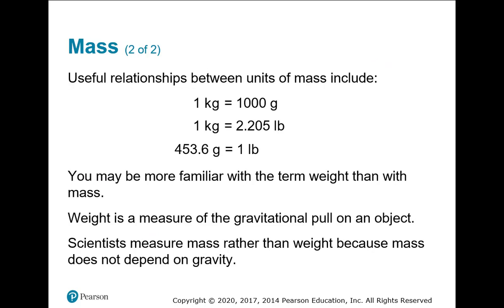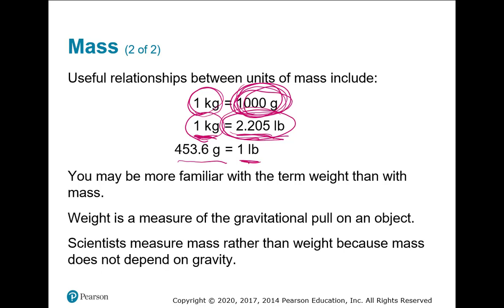Here are some useful relationships between units of mass. 1,000 grams are in 1 kilogram. 1 kilogram is also equal to 2.205 pounds. So this is our relationship from metric to English. This is a metric and a metric measurement. We can then say, if we know how many grams, 1,000 grams is equal to 2.205 pounds. If we were to divide both sides by 2.205, we would find that 1 pound is equal to 453.6 grams.